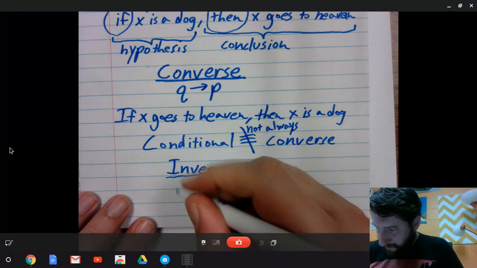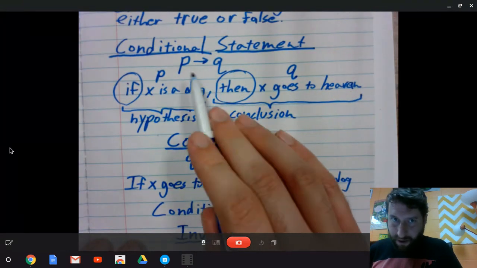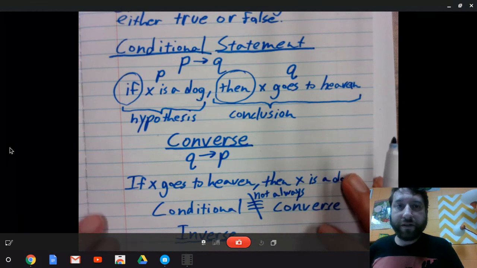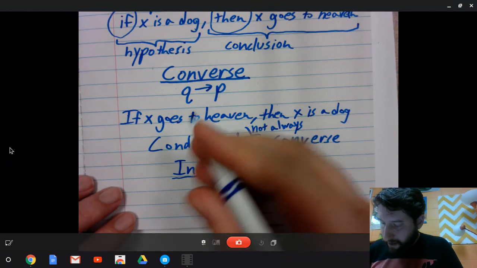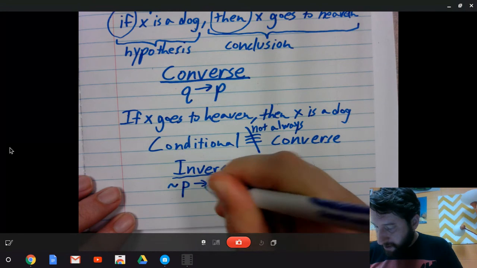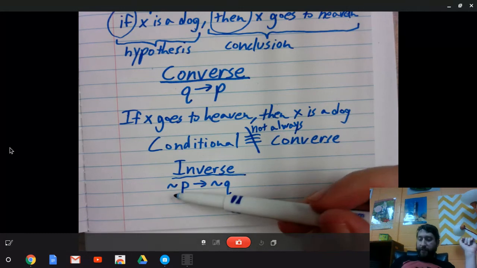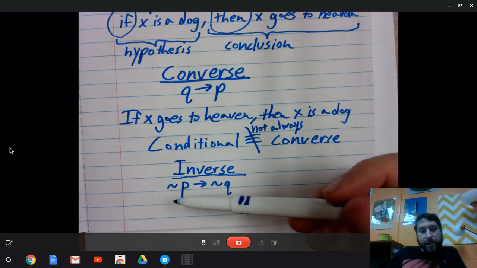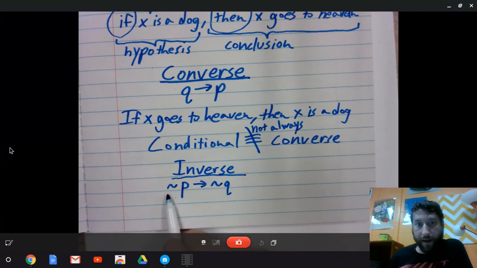So the inverse would be, now we started with P implies Q. We're always going to start with that. P implies Q. The inverse is if I say not P implies not Q. This little squiggly line here, when we talk about logic, that means a negation. That means not. So you would read this as saying not P implies not Q. Right? This is the negation.